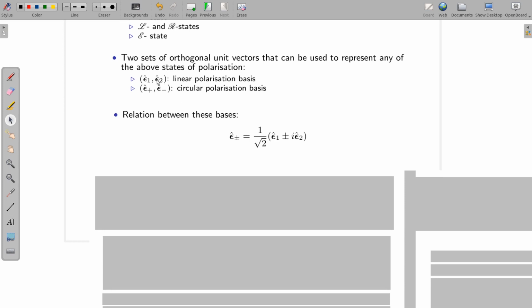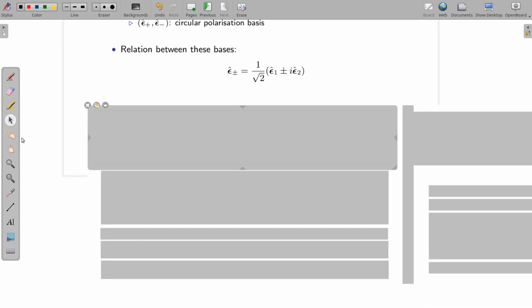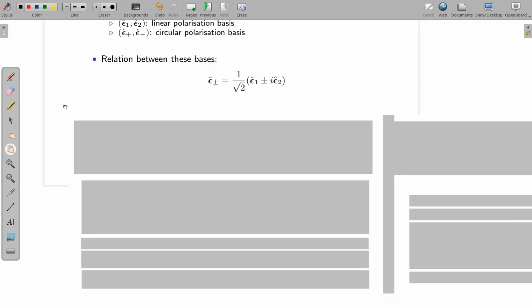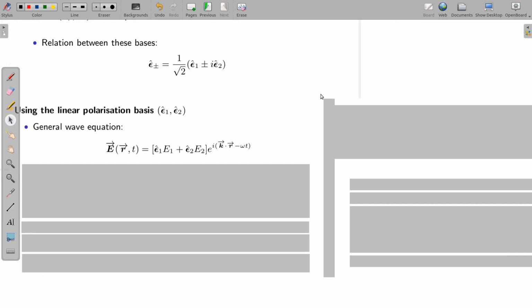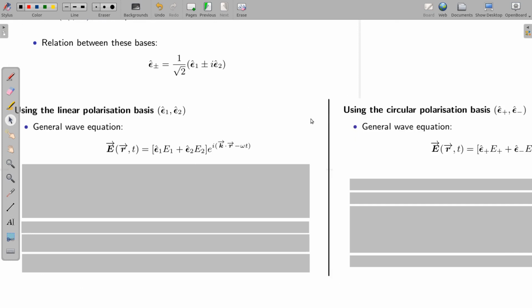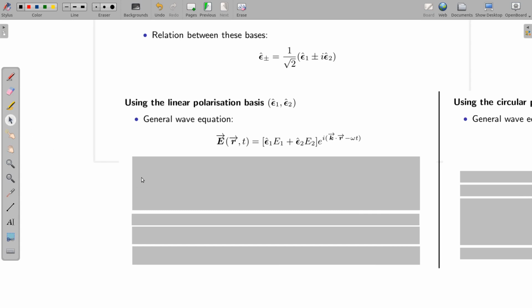So this is the relationship between these bases, epsilon 1, epsilon 2, or epsilon plus, epsilon minus. Let's take the linear polarization basis, that is epsilon 1 and epsilon 2. Then the general wave equation will be epsilon 1 E1 plus epsilon 2 E2, and then the harmonic term. You can compare that with the circular polarization basis, where the electric field is going to be epsilon plus E plus plus epsilon minus E minus. So you can see the similarity in which we are writing the electric field vector.